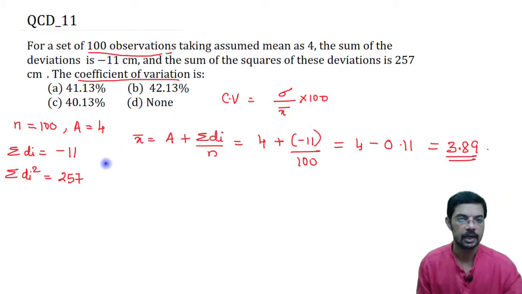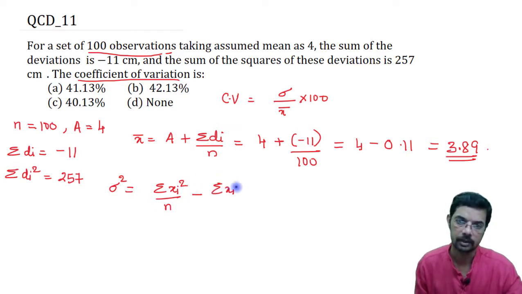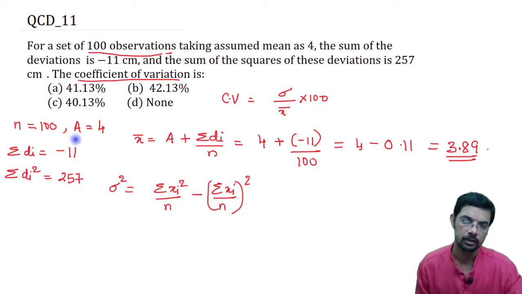Now we need to find the standard deviation, sigma. Let me take sigma square, or variance, which is equal to sigma xi square by n minus sigma xi by n the whole square. Sigma xi by n the whole square is the mean itself. Sorry, not xi, in this case we need di: sigma di square by n minus sigma di by n the whole square. That is the formula for variance.